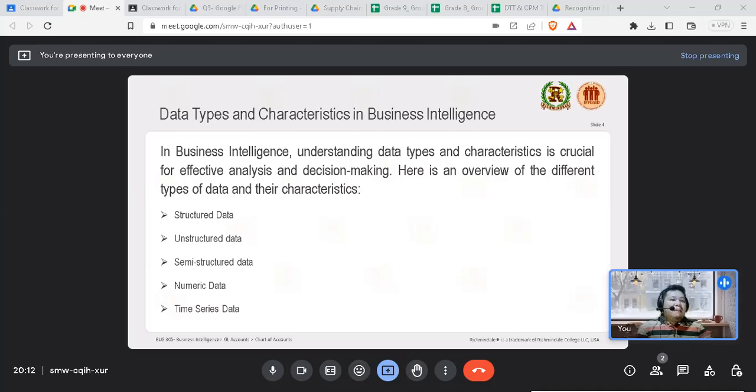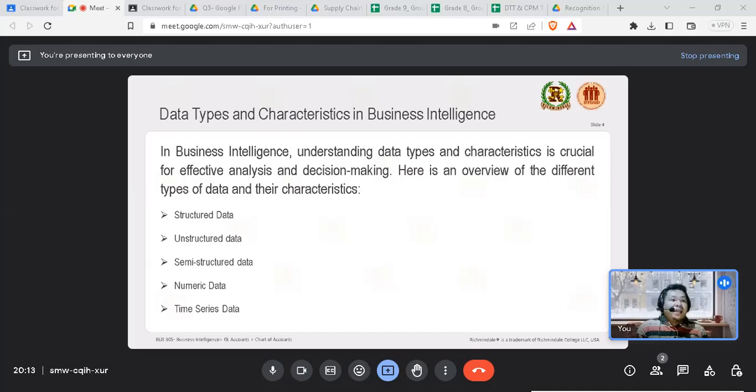So, the definition of unstructured data. Unstructured data encompasses various forms of information that lack a consistent structure, including text documents, emails, social media posts, audio and video files, images, sensor data, web blogs, and many more. Unlike structured data, unstructured data does not fit neatly into tables or fields, making it more challenging to process and analyze.